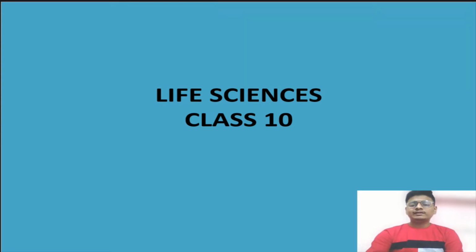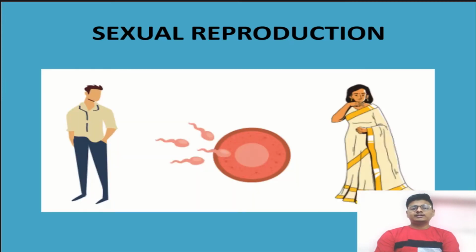So, your answer will be: in sexual reproduction, both male and female germ cells are responsible for the production of a new individual, isn't it? Then a question will come, what are those germ cells called? Then the answer will be male and female gametes. Students, it is called sexual reproduction when both male and female are required.